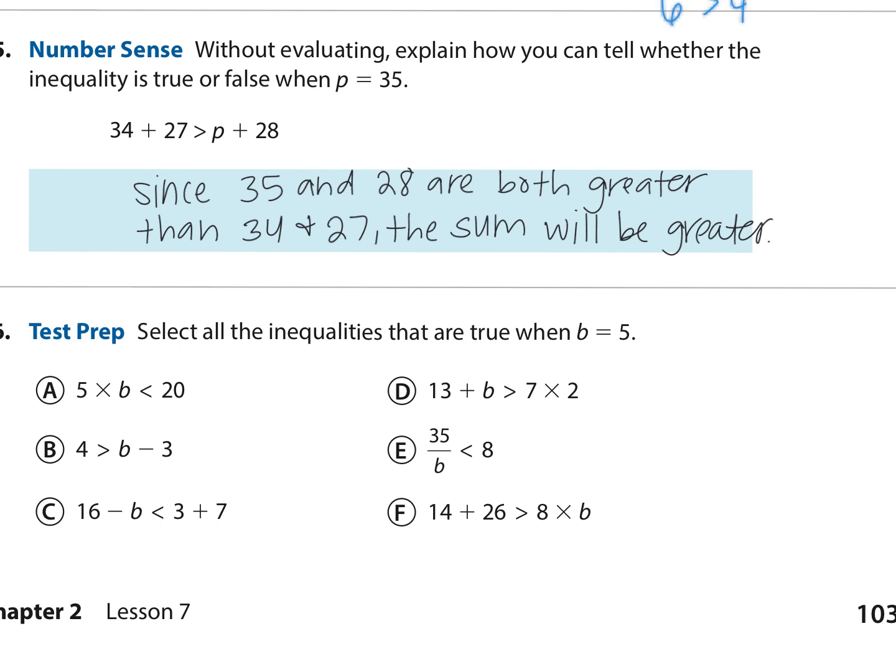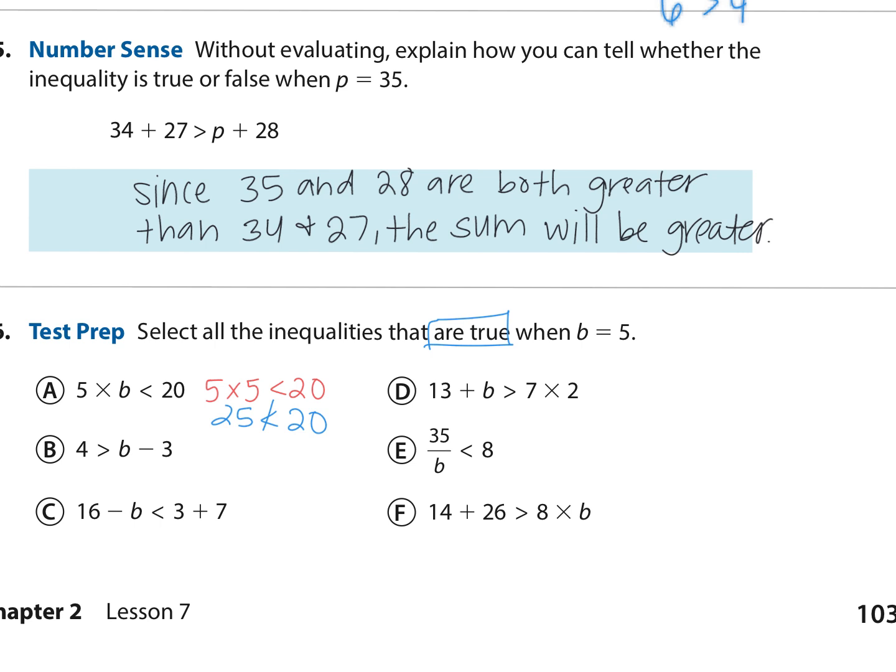So all I need you to do is fill in. You're going to rewrite it, replace the B with a 5, and then solve it. So if we did A together, 5 times 5 is 25, which is less than 20. Is that true or false? That is false. I only want to select statements that are true, so I'm not going to circle A as an answer choice.